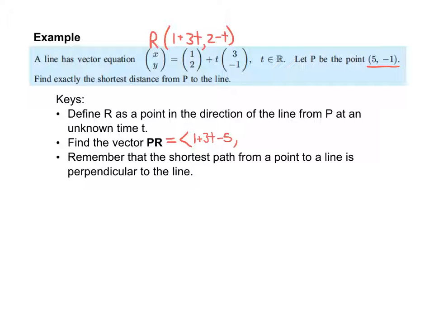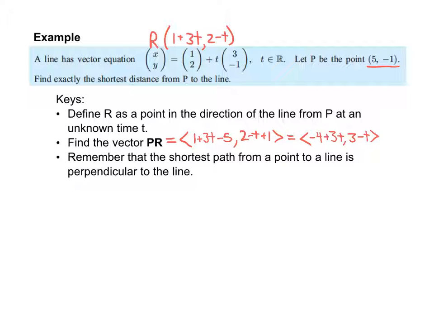And then our y component, I should say, would be what? 2 minus t minus negative 1. 2 minus t minus a negative 1. So then it would be negative 4 plus 3t, and 3 minus t. So that's what PR is. So that's vector PR.